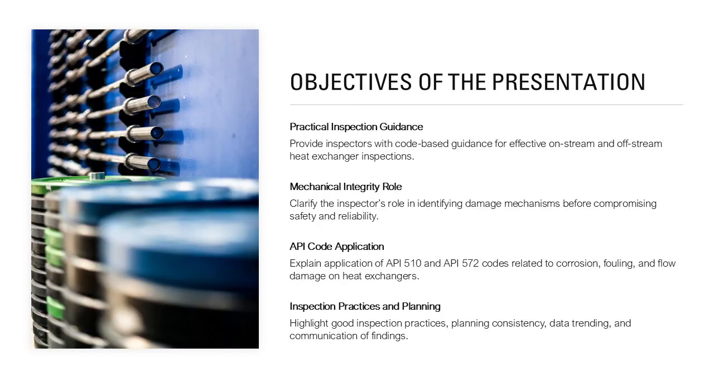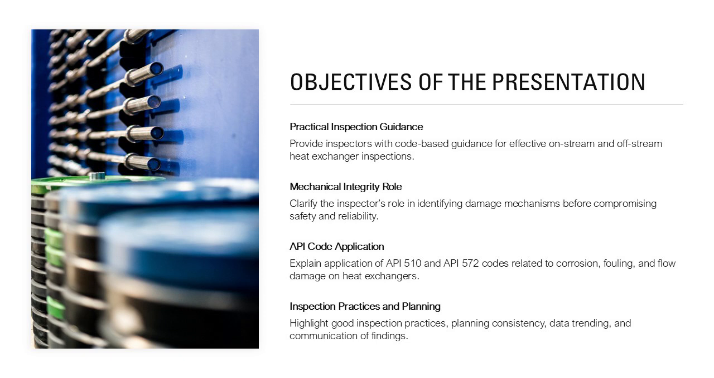The primary objective of this presentation is to equip inspectors with practical, code-based guidance for performing effective on-stream and off-stream inspections of shell and tube heat exchangers. One key objective is to clarify the inspector's role in maintaining mechanical integrity by identifying active and potential damage mechanisms before they compromise safety or reliability.